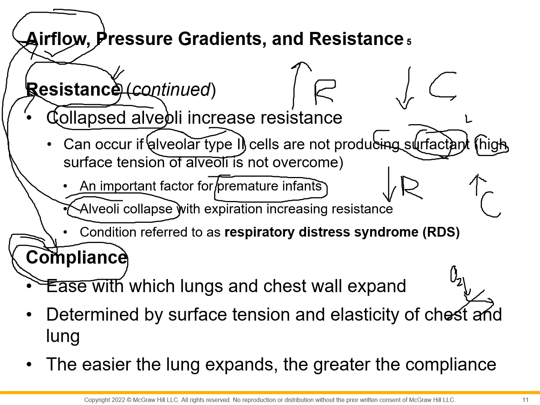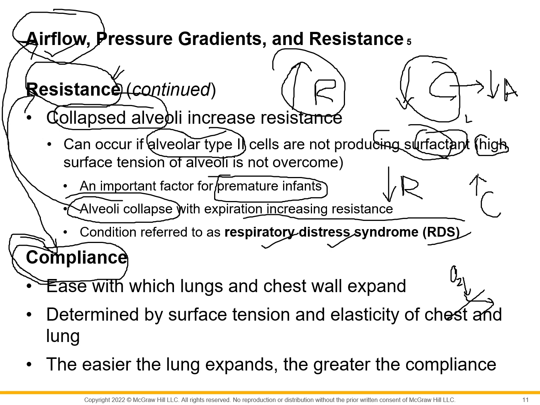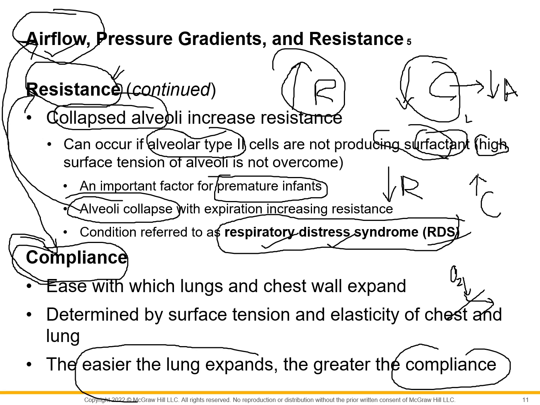Because there's increased resistance, there's decreased compliance. And decreased compliance equals decreased airflow. So as a result, the premature infant is having trouble breathing air from the atmosphere. That is respiratory distress syndrome. And we're going to talk about how that is mitigated when we meet in lab. So essentially, the greater the compliance, meaning the lung is able to easily expand and contract, and air is able to enter and exit your lungs with ease.